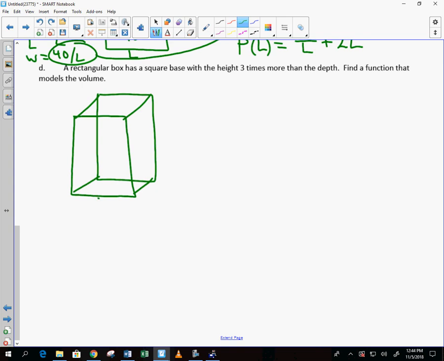What does it say about the base? Square base, so it's x by x. What about the height? 3 more or 3 times? So 3 times x. How do you determine volume? Length times width times height. So the volume in terms of x is 3x cubed.